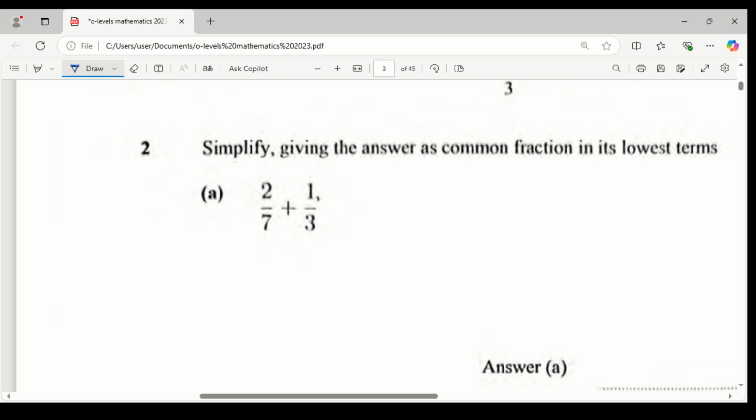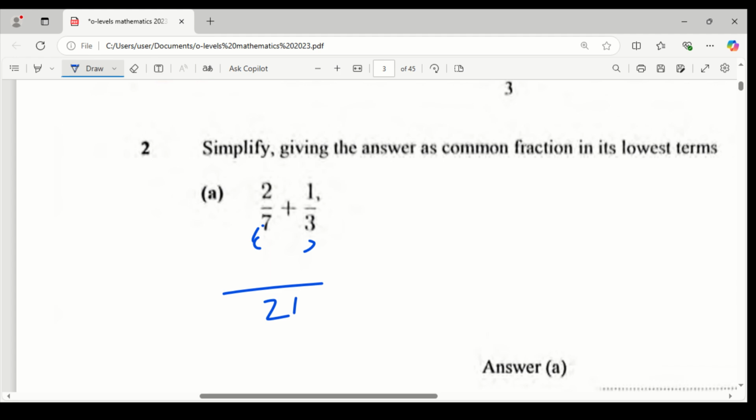So it is 2/7 plus 1/3. In order to add 2/7 to 1/3, you have to make sure that you have a common denominator. So how do you find the common denominator? The easiest way is to just multiply these two denominators. You just say 7 multiplied by 3 is 21. So the common denominator will be 21, right?